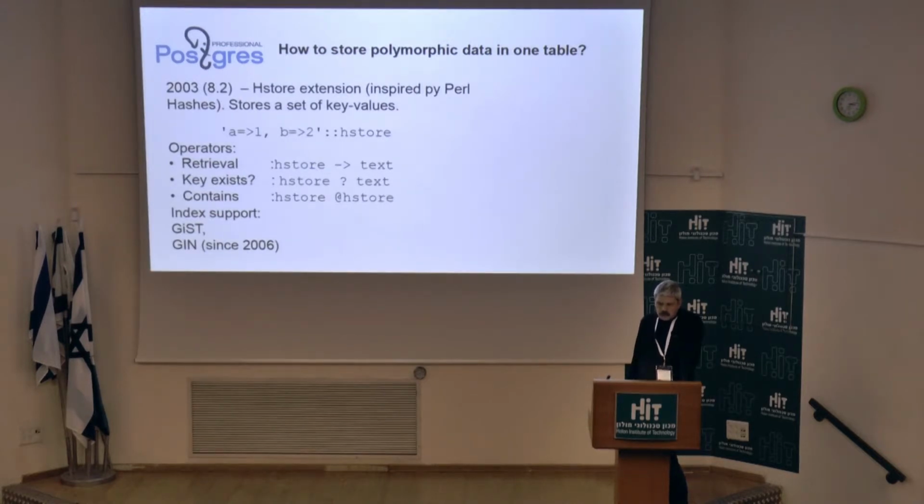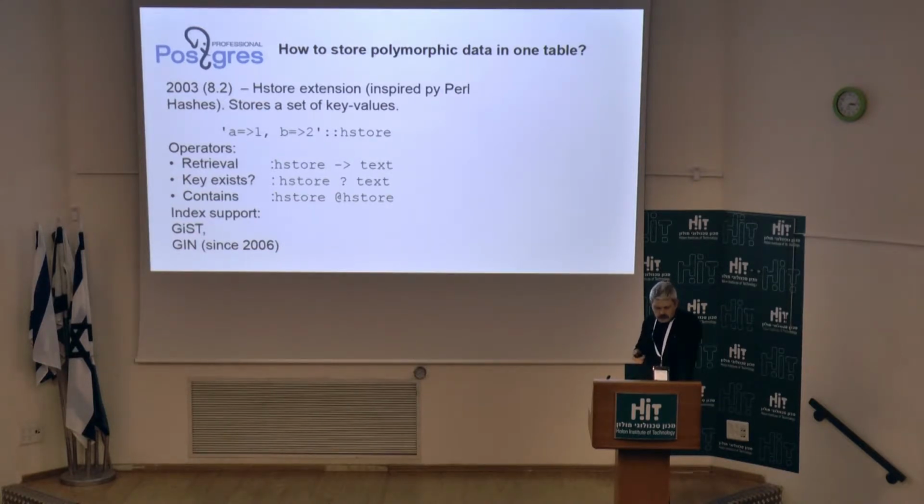The next task we had to solve was storing polymorphic data in the database. We needed to make a catalog of different things with different properties, and how to solve it? You know, there is EAV, the classical EAV approach, which is very slow, or maybe you take a table for each class of objects, which is also sometimes inconvenient. And so we decided to create a new data type for Postgres.